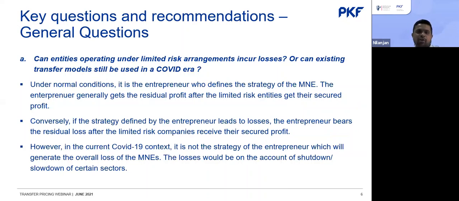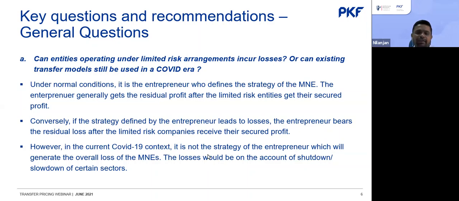A lot of companies are still operating with entities which are limited risk entities, like having contract manufacturers, toll manufacturers who have a very low risk and functional profile, and as such they are guaranteed a fixed return. This would work under a normal condition because the entrepreneur in the group would define the strategy, and at the end of it, if everything goes fine, he's the one who's going to get the residual profit. But if the strategy is not properly defined by the entrepreneur, he's the one who's going to bear the risk. But now what's going on is, due to COVID, it's not the fault of the entrepreneur in the group per se, but it's because of what's been going on.